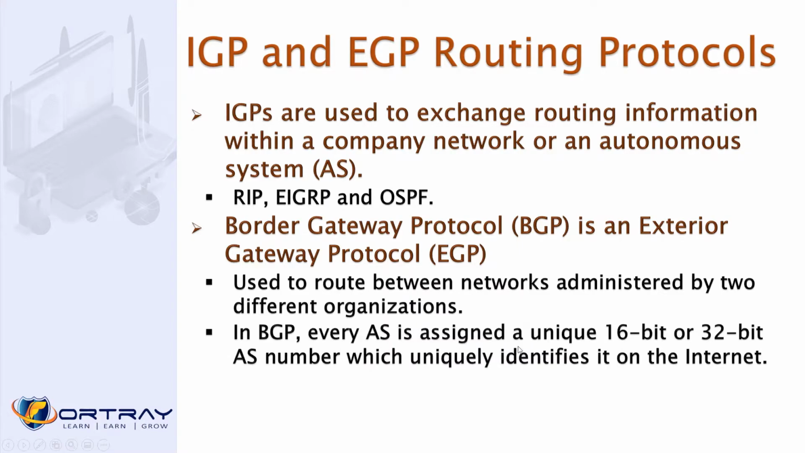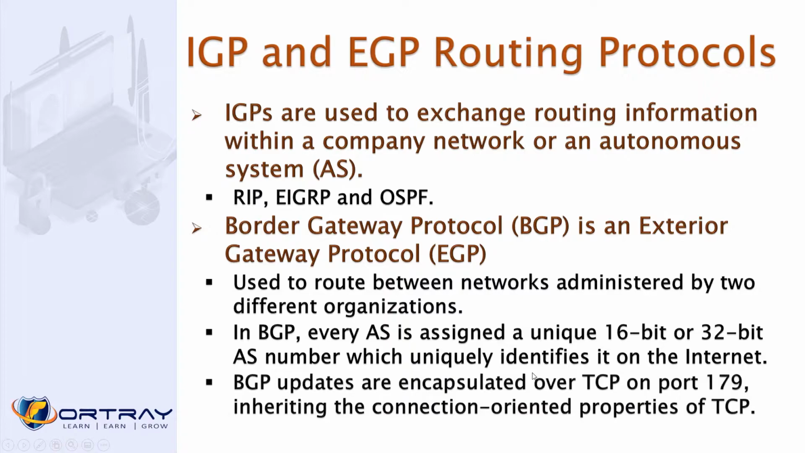In BGP, every AS is assigned a unique 16-bit or 32-bit AS number, which uniquely identifies it on the internet. BGP updates are encapsulated over TCP port 179. This is an interesting question sometimes. BGP uses port 179 to communicate with each other.